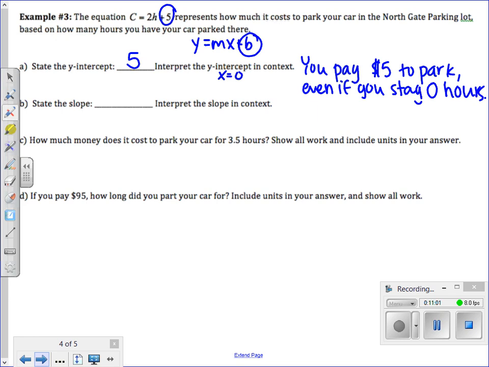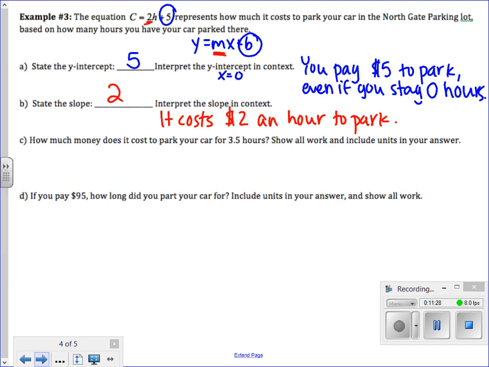Now it's asking us for the slope. The slope is the number in front of the independent variable. So here the slope is 2, and what that means is you're going to end up paying $2 an hour. It costs $2 an hour to park. So you pay $5 when you go in, and you have to pay $2 every hour that you're there.